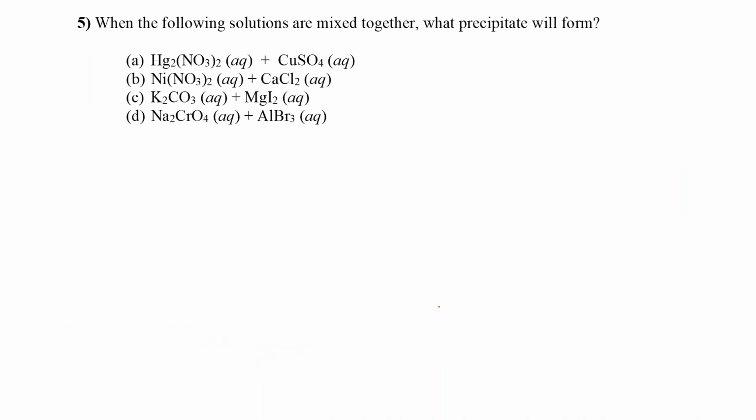When the following solutions are mixed together, what precipitate will form? So we have A, B, C, and D. Here we need to remember our solubility guidelines. Let's start with number 1. We have nitrate. We know that anything with nitrate is soluble, so we don't have a problem with mercury 1 nitrate. It will be soluble.